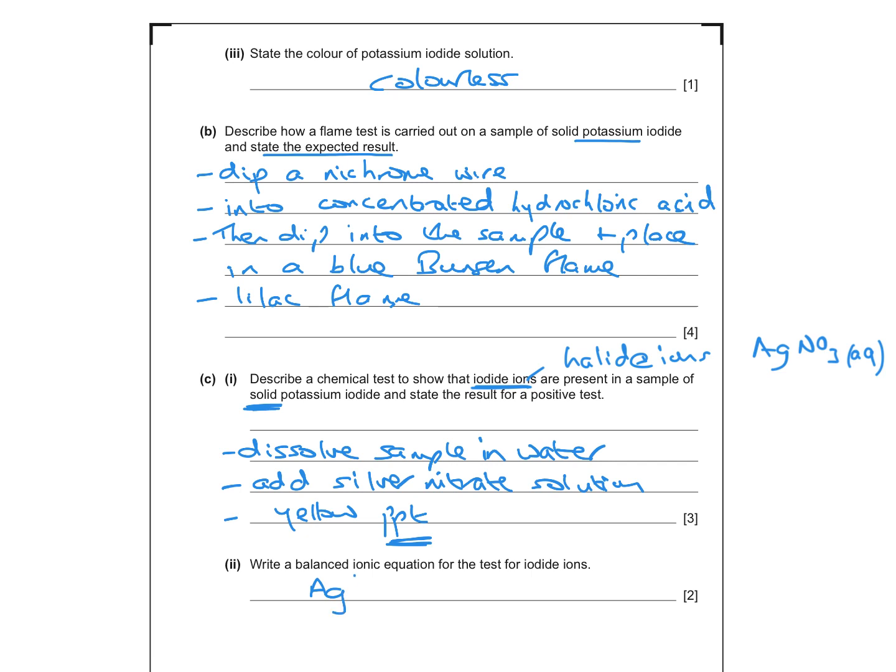We've got silver ions react with the halide ions. In this case, it's iodide. And those are both aqueous. It means they're dissolved in water. We don't have to include aqueous. The question doesn't tell us to include state symbols, so I'm going to leave them out. But both of these ions would be dissolved in water. But when they combine, they produce silver iodide, which is the yellow precipitate.